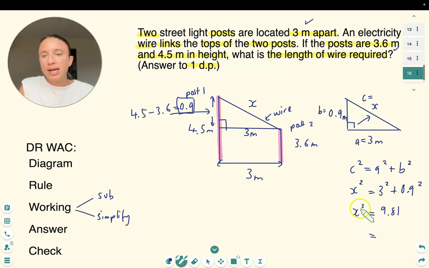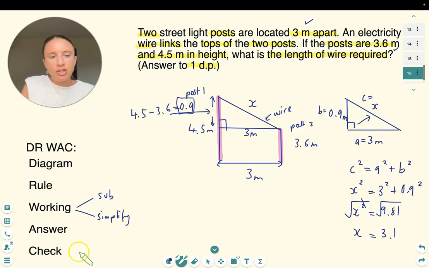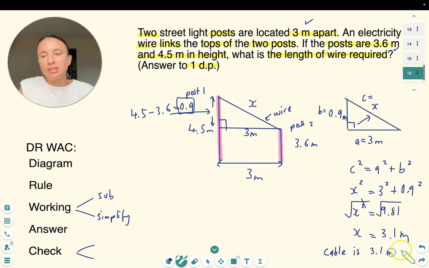And that's x squared. We want x. We need to square root both sides. Square root of 9.81 is 3.1, because we want it to one decimal place. Two things to check at the end: decimal places and units. We plugged in meters, we should get out meters. So you could say, even a sentence at the end, the cable is 3.1 meters long.